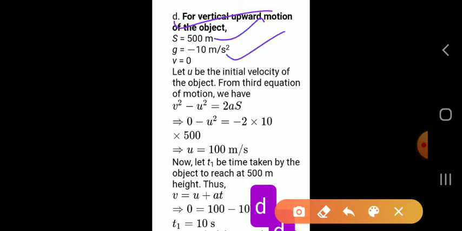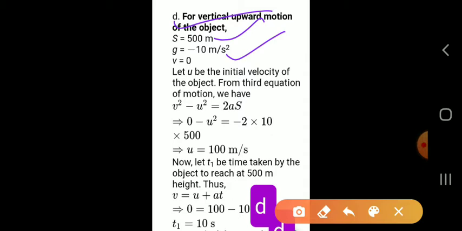This D question is in two parts, children. First, it is vertical upward motion of the object. Here, S is given as 500 meter. g is given as minus 10 meter per second square. Why is it minus? Because it is going upward. And V is equal to 0. So, let U be the initial velocity of the object.